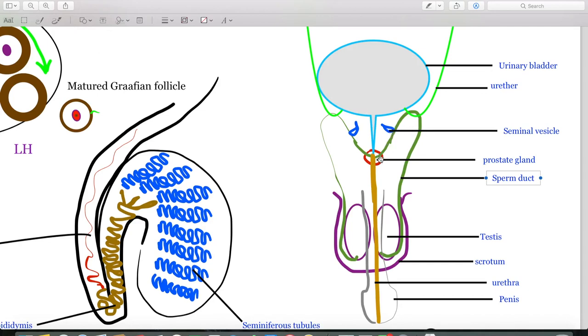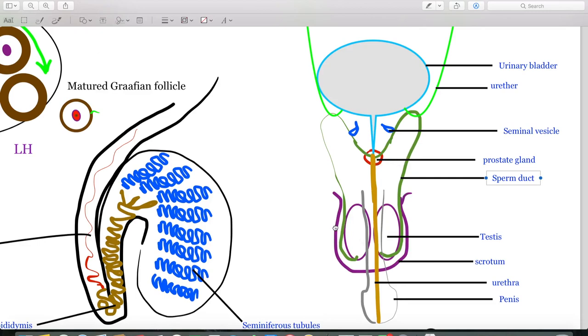And after that, the sperm cells will go towards the prostate gland, where the prostate gland will produce the fluid which is needed for the sperm cells to swim as well. They need to have a liquid medium for them to swim. So the prostate gland will produce the fluid. Okay, this is the main thing that you guys will need to understand.